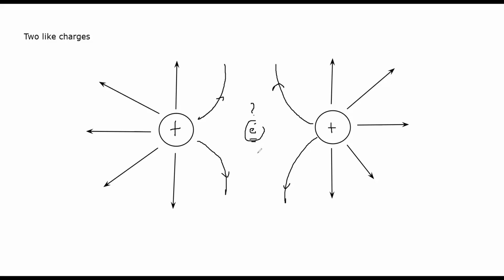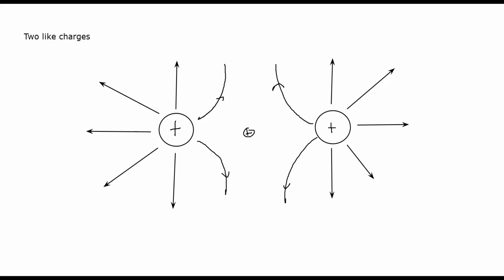This electron will not move. Why will it not move? Because in this region there is no electric field. There are no field lines. So it will stay at its position, it will not move. In the same way, if I place a positive charge, because there are no electric field lines, this positive charge will remain at its position. It will not move.